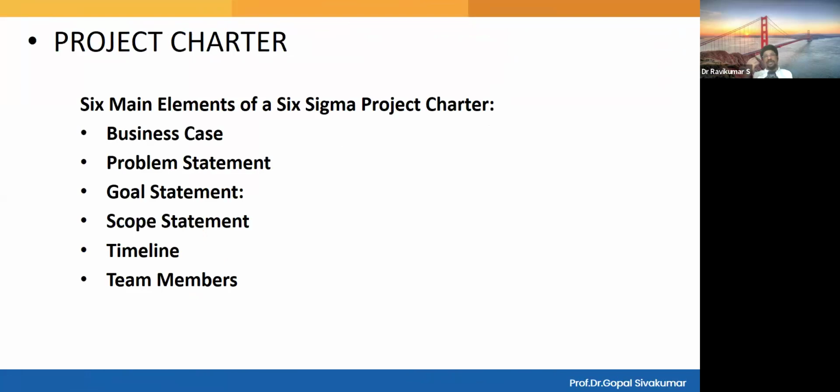One is a business case. We are going to see it in detail. Then followed by a problem statement, which is normally called the pain statement, which pins the pain of the customer organization. Goal statement, obviously the one which we have to reach. Scope statement about the inclusiveness and exclusiveness. Then the timeline, that is the time required for every phase, and the details of the team members. These are the 6 elements which we are going to see.